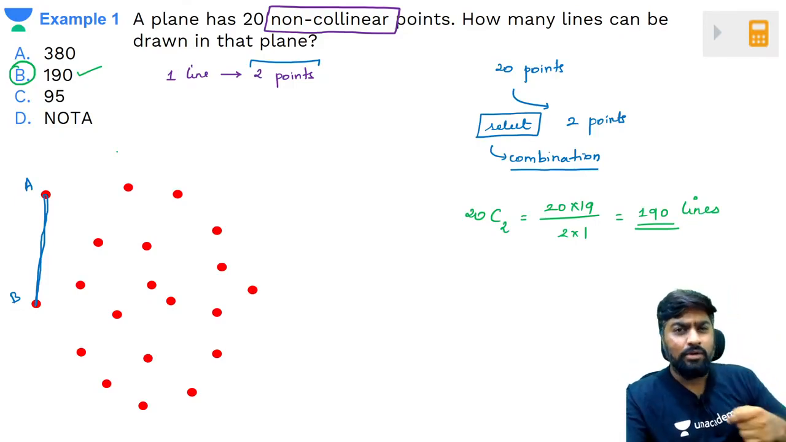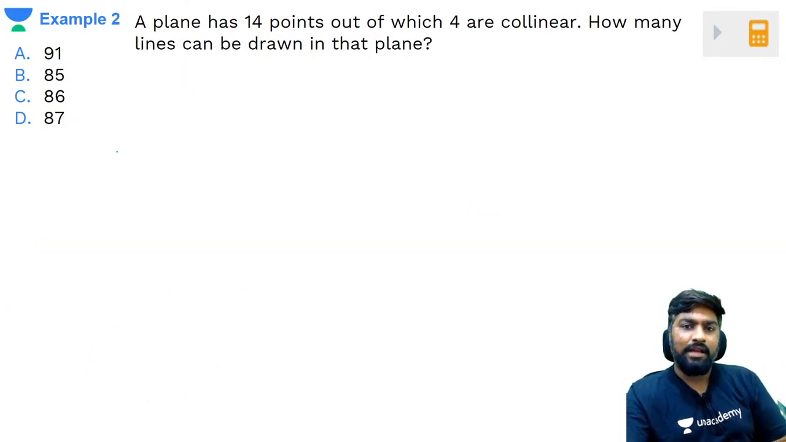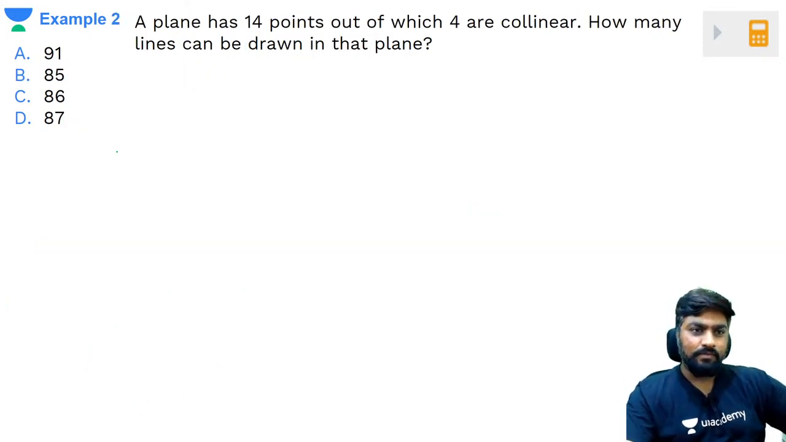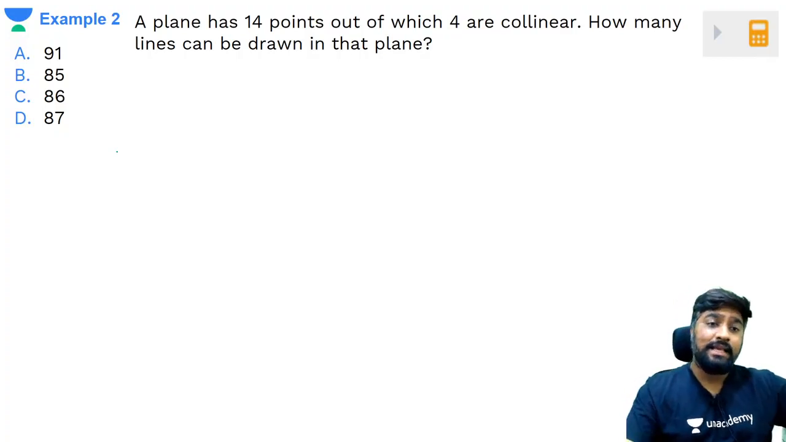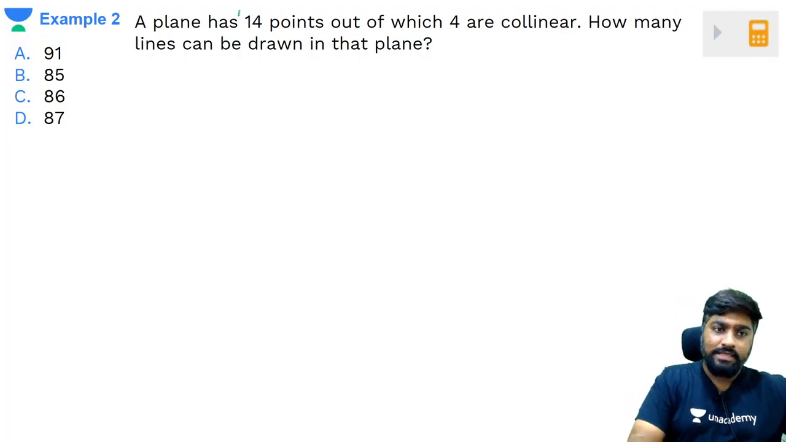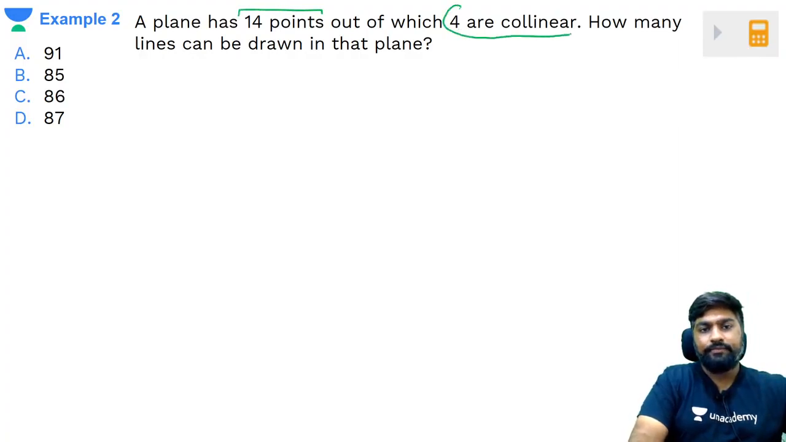Okay. Now let's look at another example of the similar type. Here's your second example. Have a look at this. So what's the difference between the previous one and this one? Here they are saying that there are 14 points, out of which 4 are collinear. That means there are 10 points that are non-collinear, but 4 points are collinear, right?